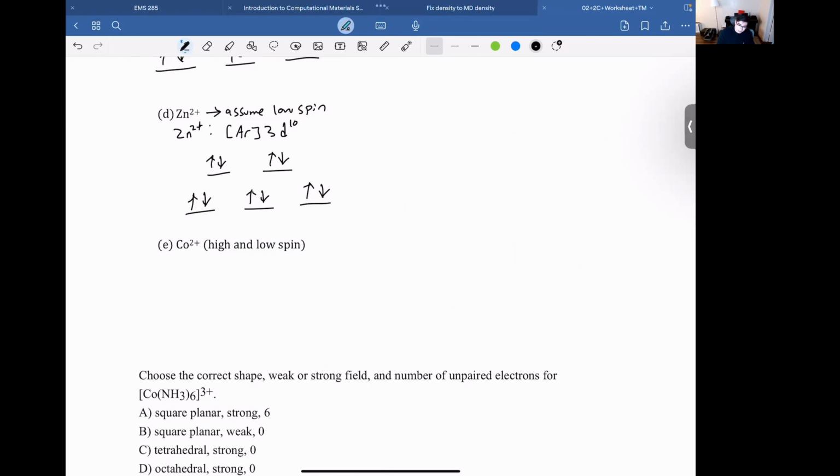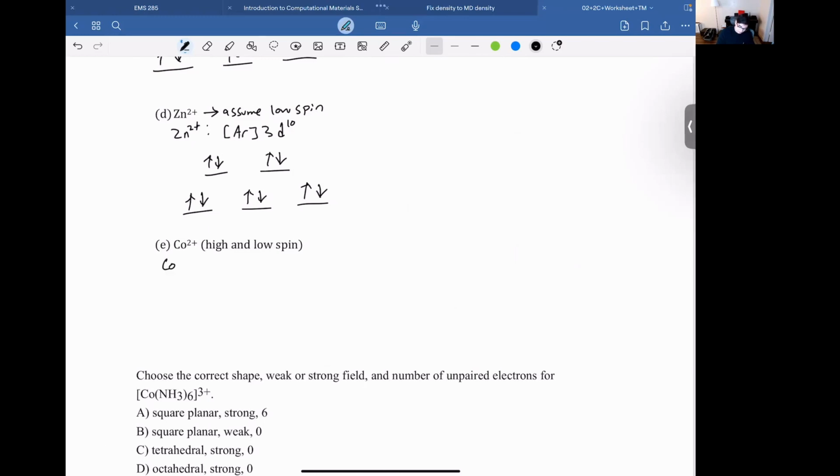For this one, you're doing high and low spin. The noble gas notation here for cobalt is this. So we have 7 electrons that we're going to have to fill in. We have a small delta E here. I'm just going to go ahead and write it out for the other.